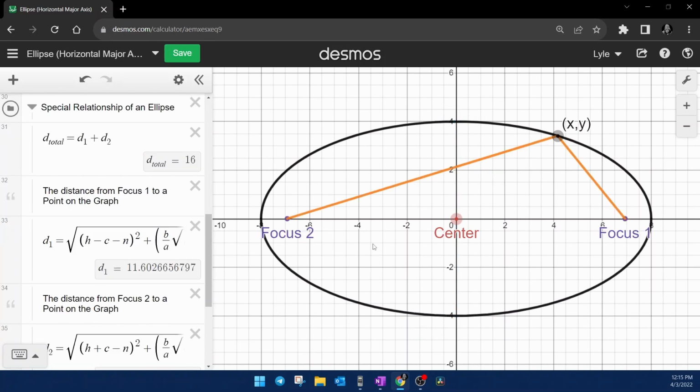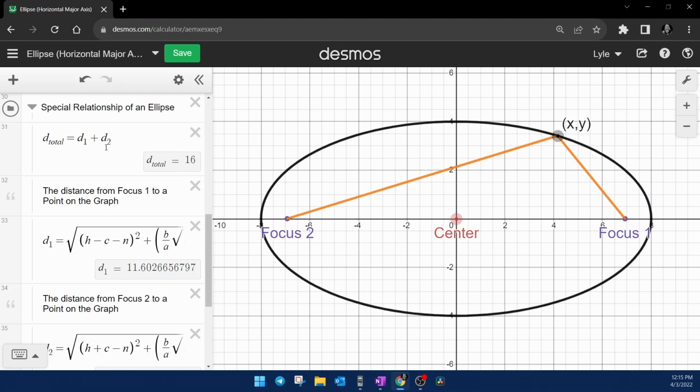And the next thing I'd like to discuss is what is special about an ellipse. What I've drawn here is a line from the focus to a point on an ellipse, and then a line from that same point to the other focus. What is special about an ellipse is no matter where the point is on the ellipse, the sum of the distances of these orange lines is a constant. And I've got that right here.